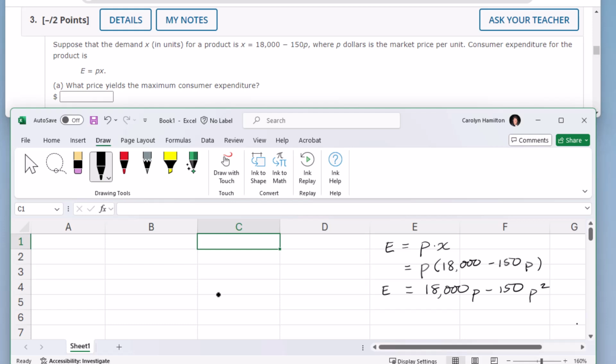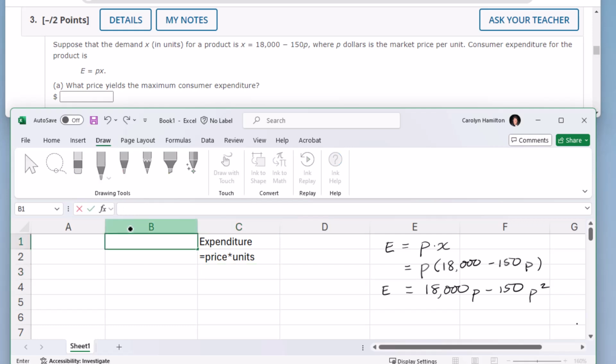What we want to do is maximize consumer expenditure. So I want to have expenditure, and expenditure is equal to price times units. Now normally we would have price here, except this time units is based off of price. So price is our starting point. And then units is equal to 18,000 minus 150 times price.